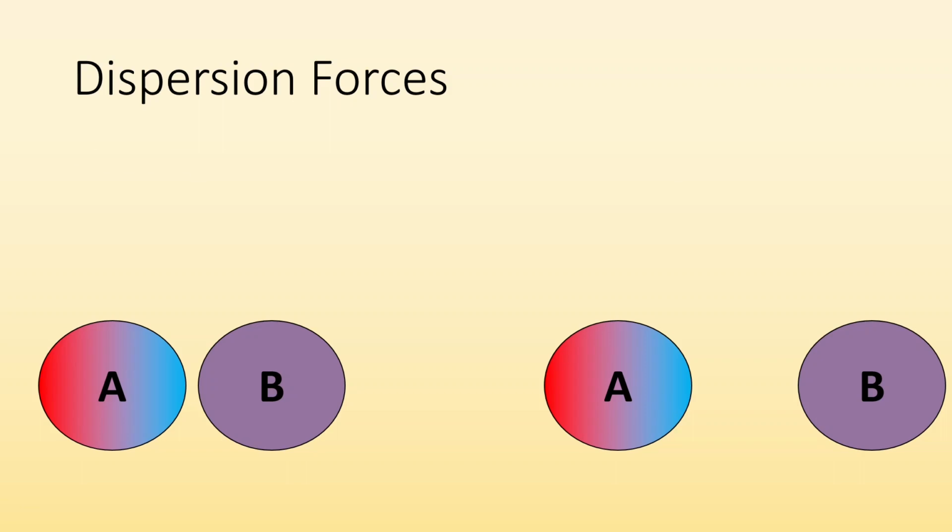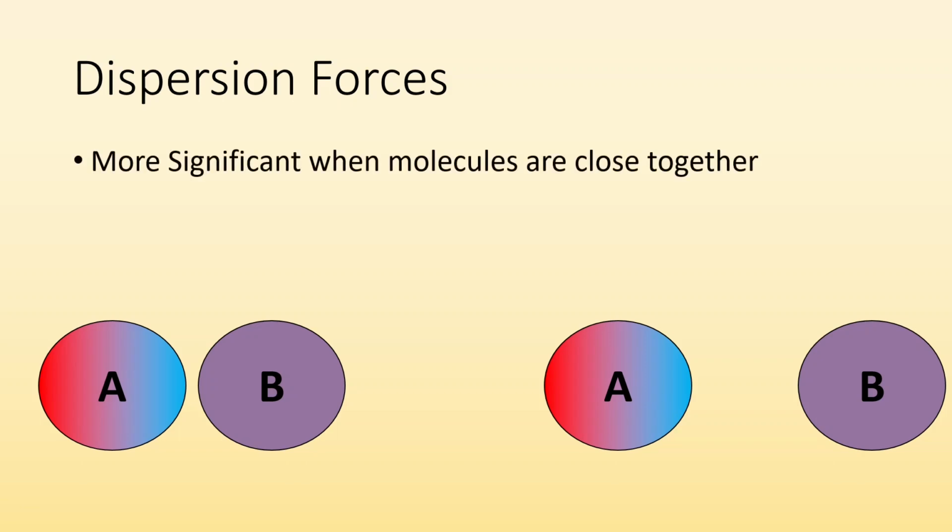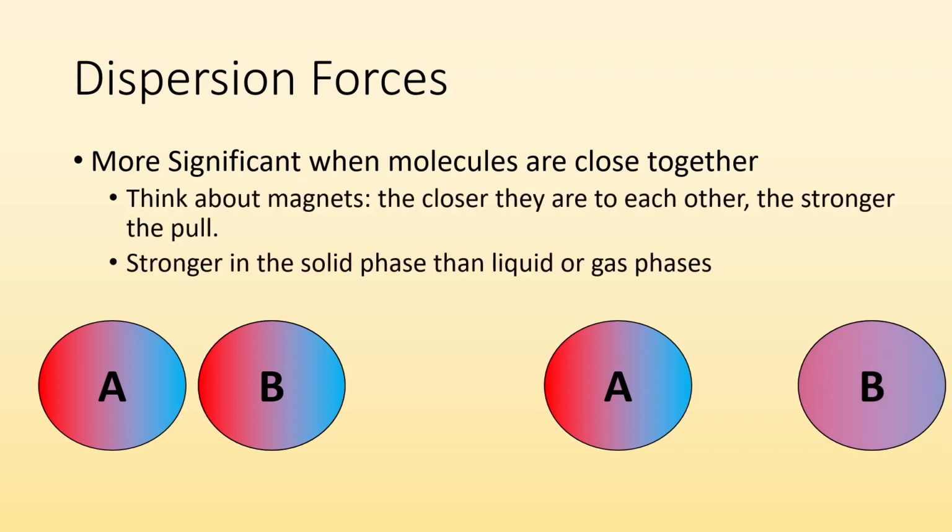So, dispersion forces continued. They're more significant when the molecules are closer together. As you see on the left, A and B are pretty close together, and on the right, A and B are pretty far apart, and you see B didn't polarize as much as the one on the left did. So think about magnets. The closer they are to each other, the stronger the pull is. So the closer that the molecules are to each other, the stronger these dispersion forces are going to be. That means it's going to be strongest in the solid phase. It's going to be stronger in the solid phase than in the liquid or the gas phase.